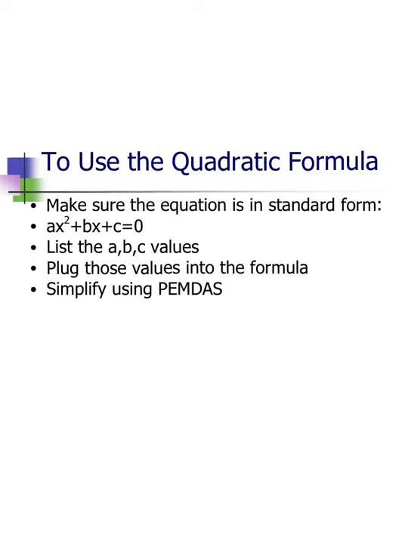Very important, where students sometimes make careless mistakes. Your a is the number in front of the x squared. Your b is the number with the sign in front of the x. And the c is the number that's all by itself. We're going to plug those values into the formula and then simplify using the order of operations.